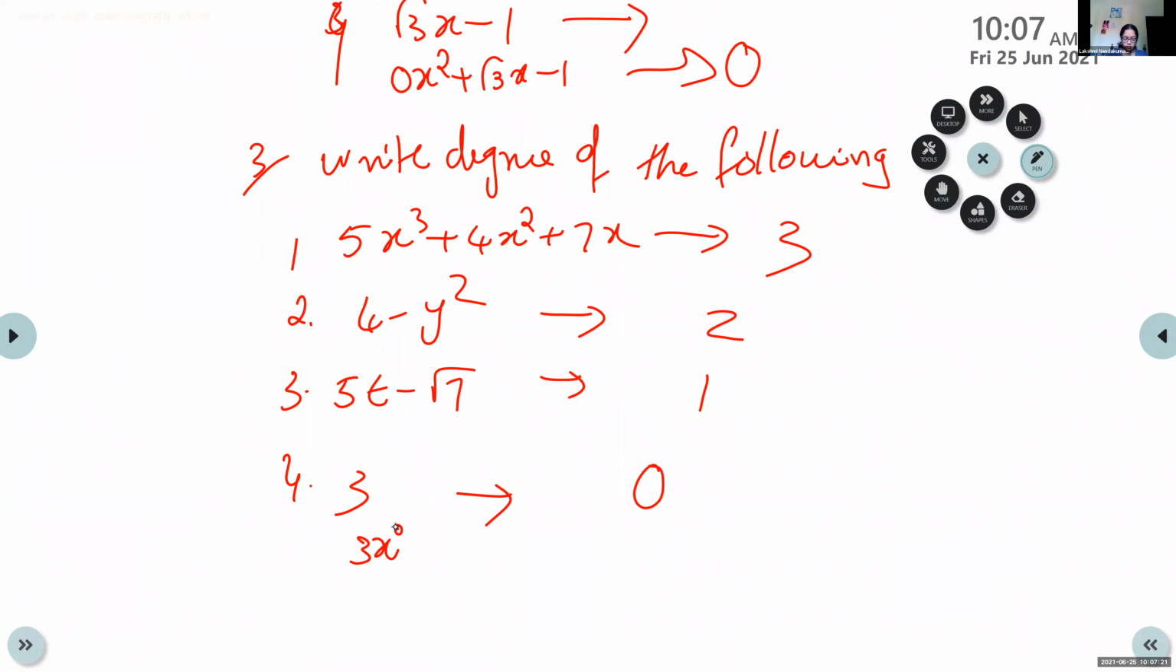Lynette, is it over? No, ma'am. Okay, wait. Next, I'm giving you some polynomials. You have to classify whether they are linear, quadratic, or cubic. Okay? You have to classify the following as quadratic, linear, or cubic.